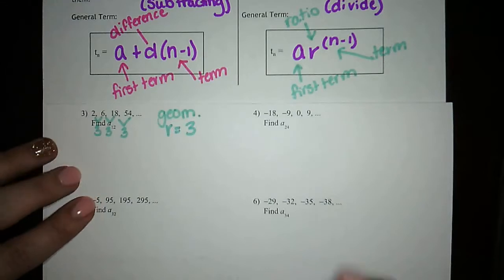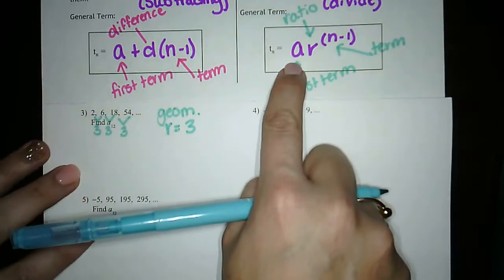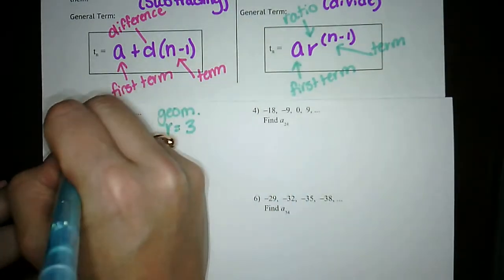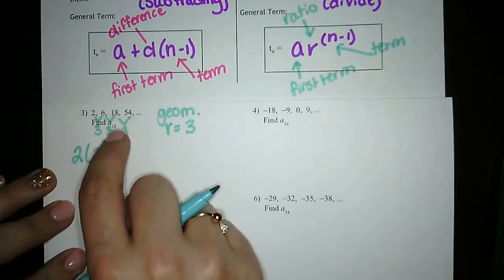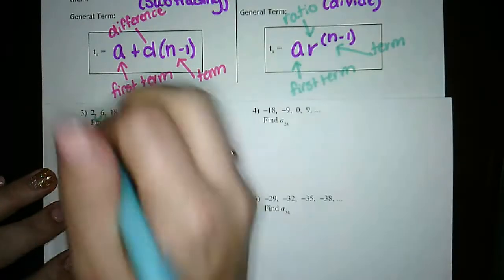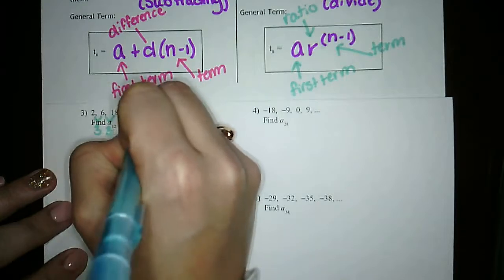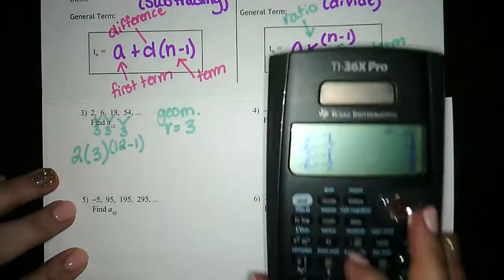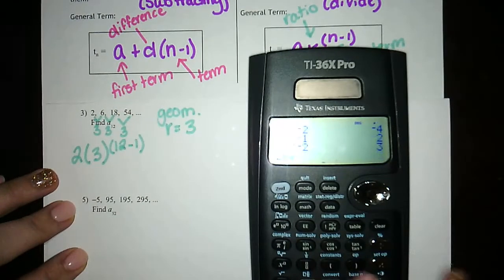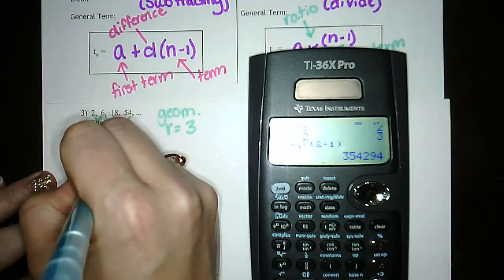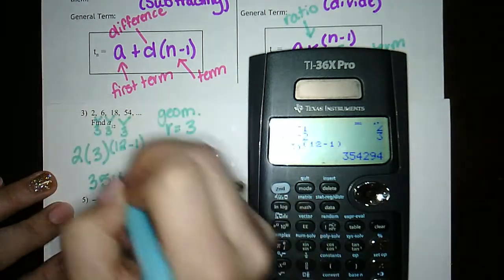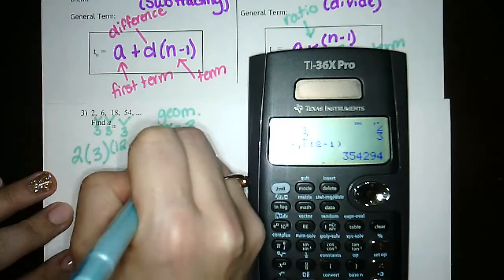And then we sub it in. First term is 2. That's where A is. Times our ratio is 3. And they're telling me I'm looking for the 12th term. So 12 goes in for N minus 1. Then you can just put this in the calculator. 2 times 3 raised to the parentheses 12 minus 1. And we get 354,294.